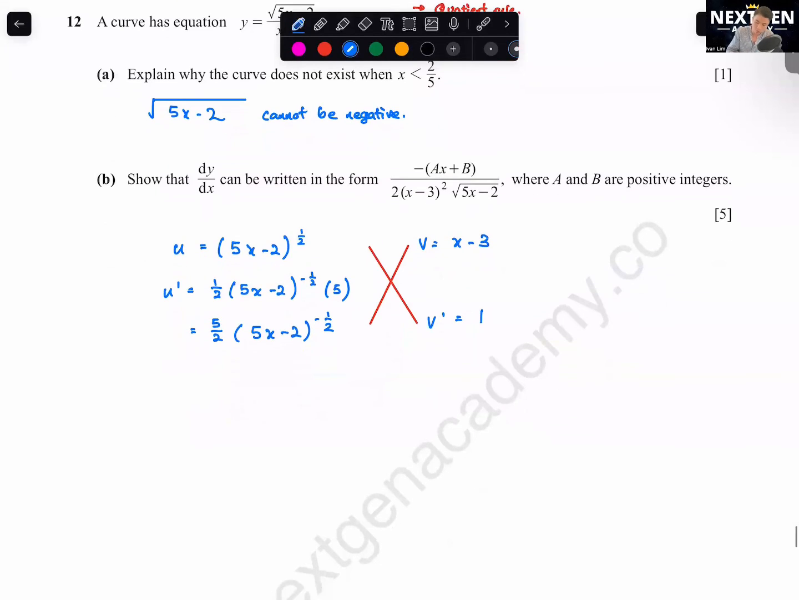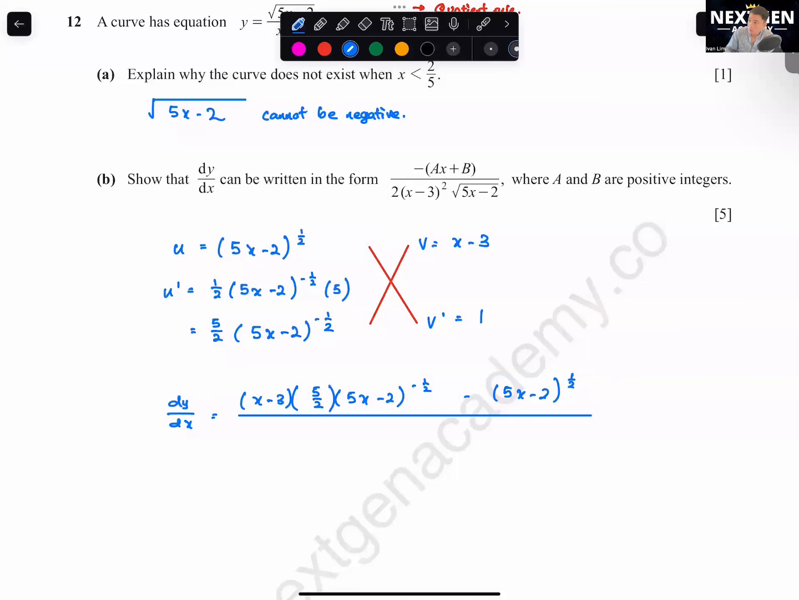Okay, put it into your dy over dx. Teach you a trick here. So (x minus 3) to the power of 5 over 2, (5x minus 2) to the power of negative 1 over 2. Okay, then minus (5x minus 2) to the power of 1 over 2 over (x minus 3) squared. Okay, so this is the basic thing that you put inside here.